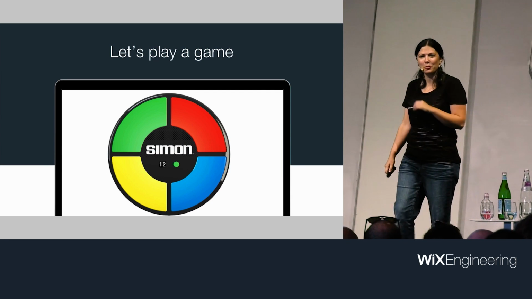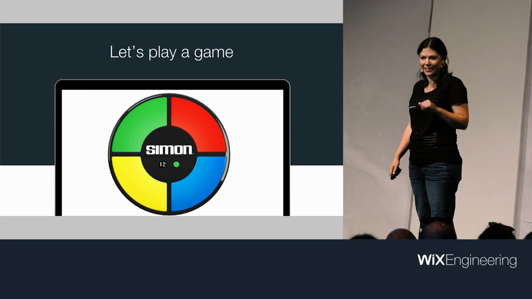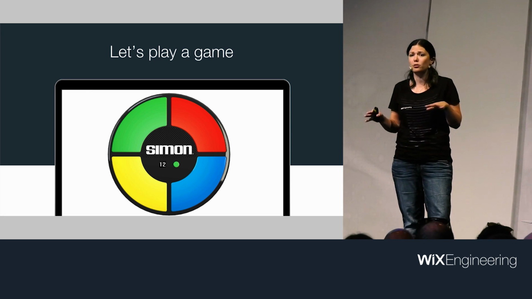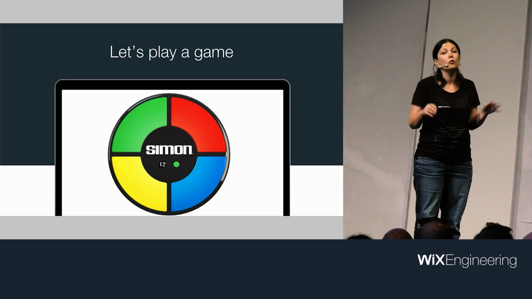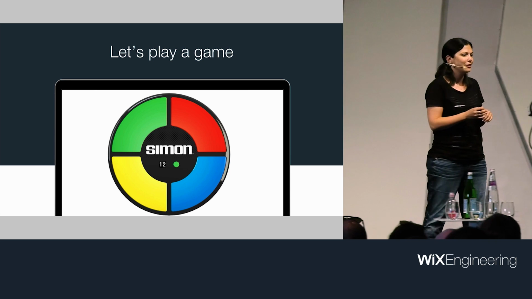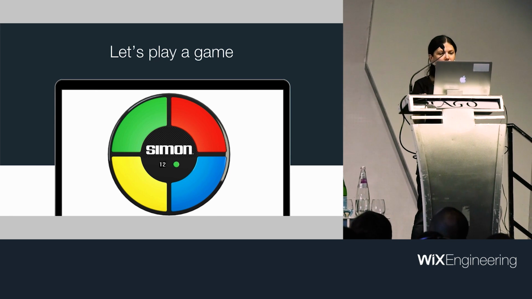Let's play another game. Some of you might remember the famous Simon game from the 80s. And for those of you who don't, it's pretty simple. What you're going to do is to see the colors, remember them, and then shout them out loud. Don't worry, you'll get the hang of it.